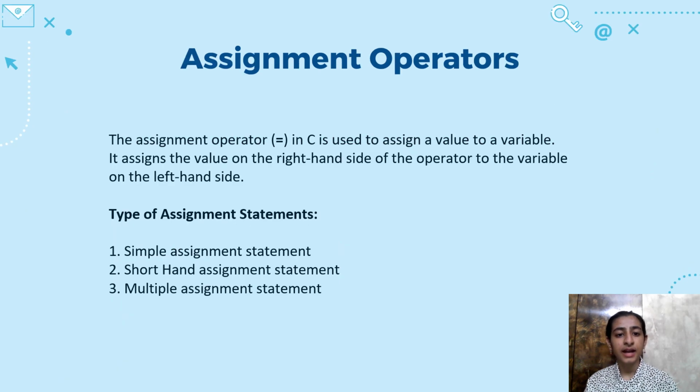Next, let us understand assignment operators. The assignment operator, or equals to, in C is used to assign a value to a variable. It assigns the value on the right-hand side of the operator to the variable on the left-hand side. There are three types of assignment statements: simple assignment statement, shorthand assignment statement, and multiple assignment statement.